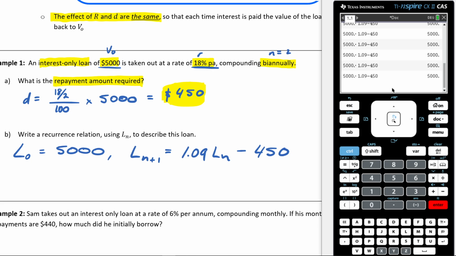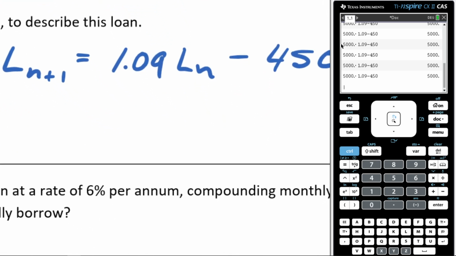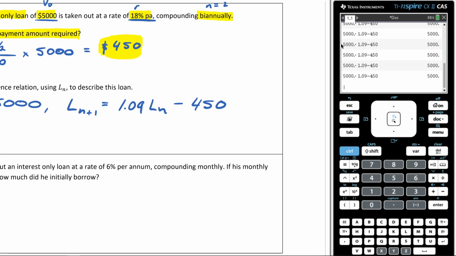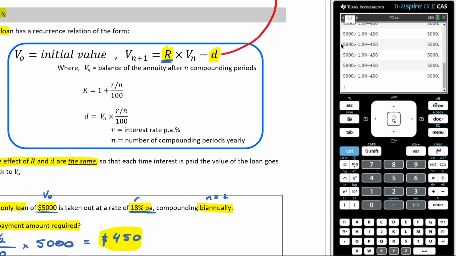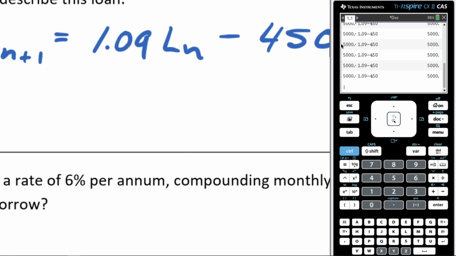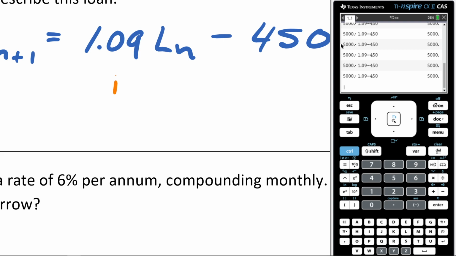Before we move on, I just want to do one thing. I want to come here under this 1.09 because I imagine this is where people are going to get confused: finding this R value. Remember, R has the formula of this. Can I just write down what I did to find this? Because this is normally where people get all mixed up. So my R is going to be 1 plus 18 over 2.